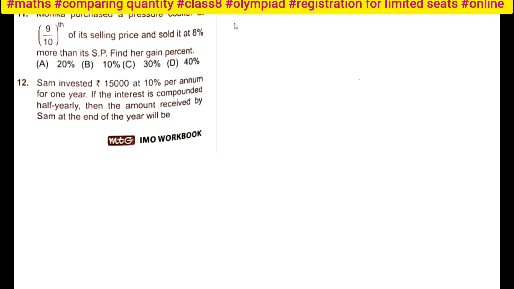Okay. Question number 12. They are talking about the investment and how much is invested. They invested 15,000, but they are working on compound interest, first yearly and another time half yearly. One time yearly and one time half yearly, right? So I will say, for the first year compounded half yearly.